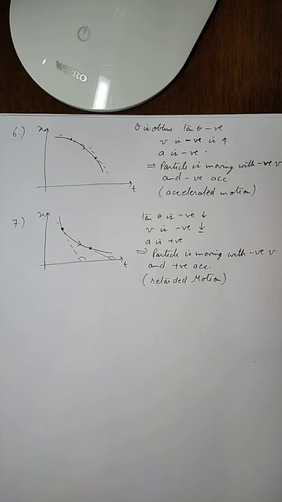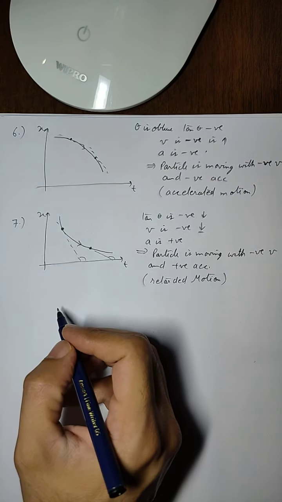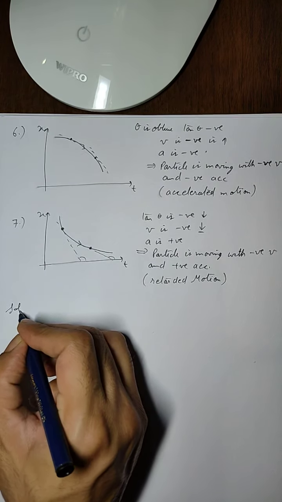Now these are all the displacement time graphs that we can use, and in a question you might have to use a combination of two graphs. So we are going to do a solved example to understand this. Let us do a solved example.